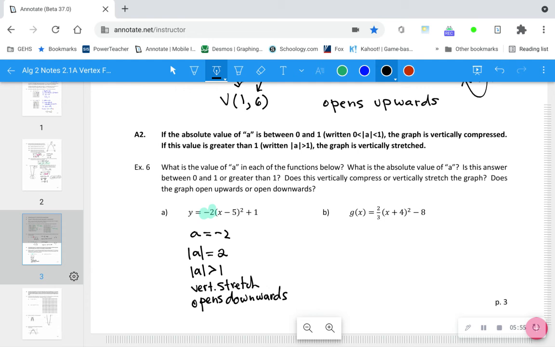Okay, the next one has an A value of 2/3. The absolute value of 2/3 is still 2/3, no change there. And that number is between 0 and 1, so we say that the absolute value is between 0 and 1, and that makes it a vertical compression. It's not as tall as it would have been. And the positive number up front makes it open upwards.